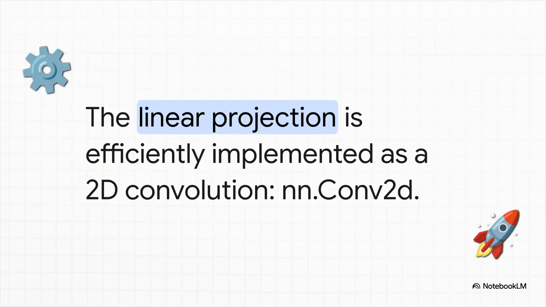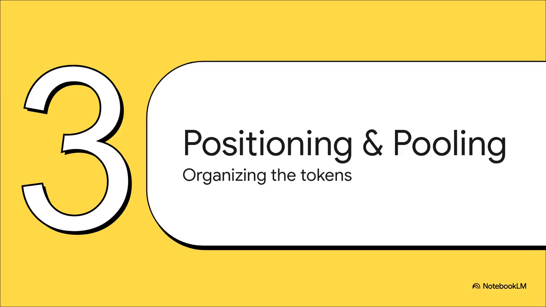Now, for the engineers tuning in, here is the really cool part. This elegant mathematical linear projection, in production code like PyTorch, is practically executed using a super simple, highly optimized 2D convolution. It's just a Conv2D with a kernel size and stride equal to your patch size. It is incredibly efficient. Moving to Part 3, positioning and pooling patches. How do we organize the bag of tokens? Because without structure, the transformer is just staring at a disorganized pile of visual patches.